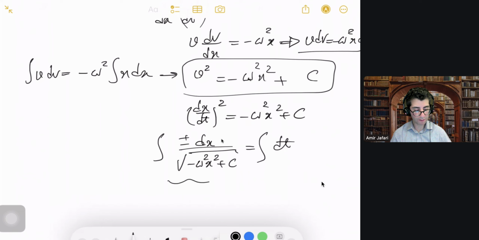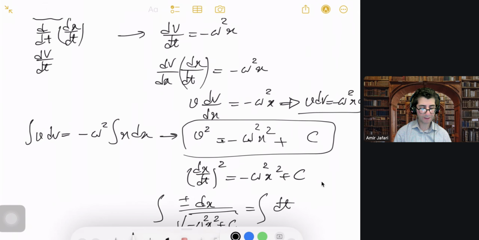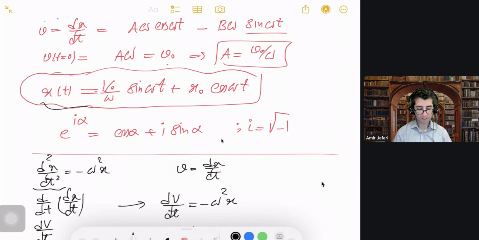From here you get arc sine, arc cosine functions. If you know this integral, you can look it up in tables of indefinite integrals. It's easy to see that it's given in terms of inverse functions, inverse sine or cosine. So you basically recover the solution you already had.